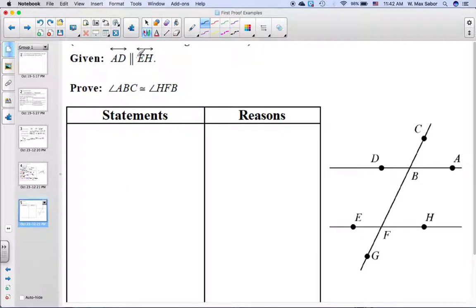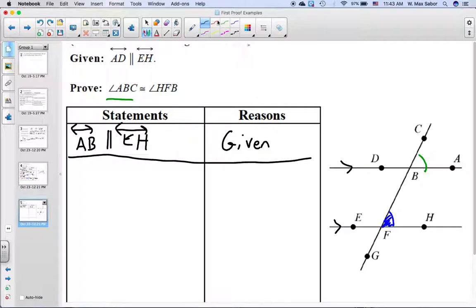Last proof here. If the lines are parallel, so that symbol means that they're parallel. So let me mark that, they're parallel. Then we want to prove that those two angles are congruent: ABC is congruent to HBF. So ABC, well, first I want to say that the lines are parallel, and that's given.